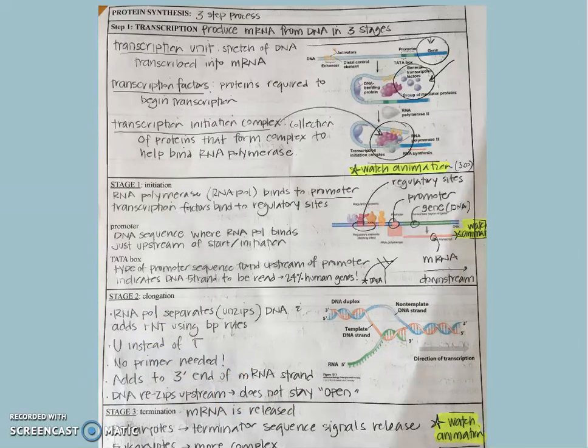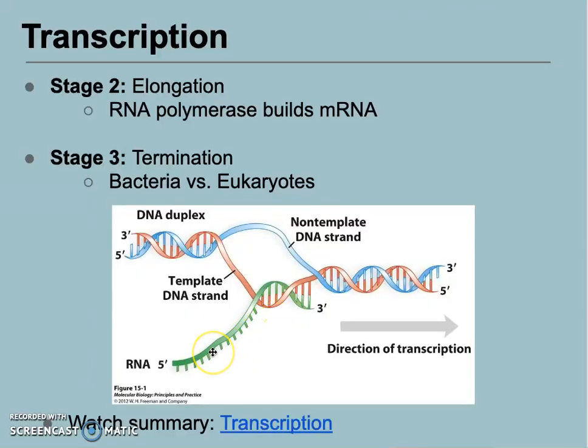Okay, and then we get to stage 3. How does the transcription unit know that it's done? How does the RNA detach? That's what happens in the third stage, which we call termination. In prokaryotic cells, contained in the end of the transcription unit, there'll be a termination sequence. So this RNA will be released when the termination sequence is reached.